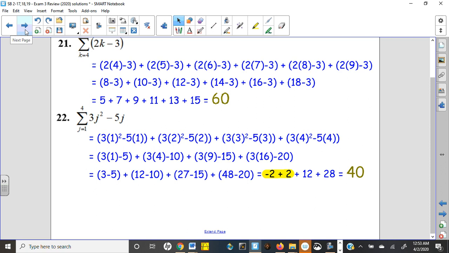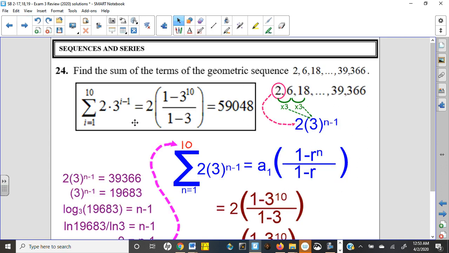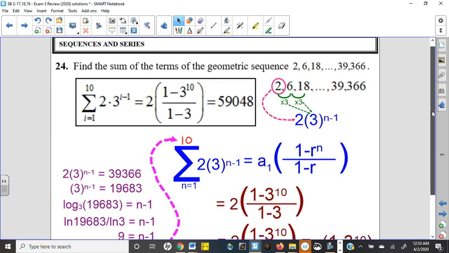Now, the last one that was asked was number 24, which once again is another geometric. 23, nobody asked. It was another arithmetic sequence. It was going down by 3 each time. So the slope is like -3. And then, to make the adjustment, I had to add 5.5. And there you go. 24 is the one that was asked by quite a few people.